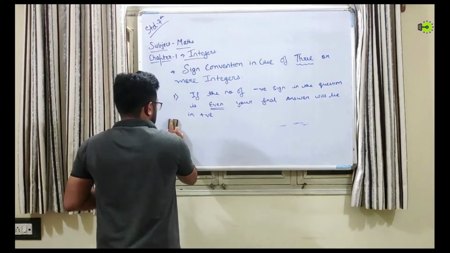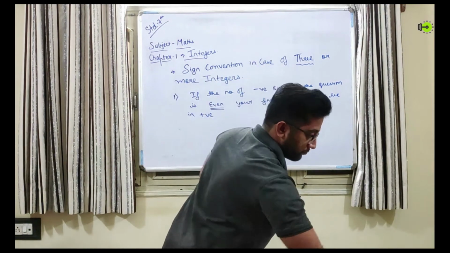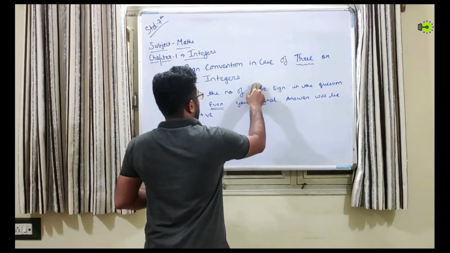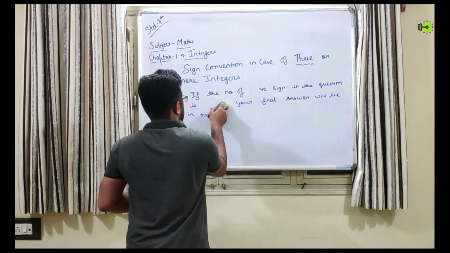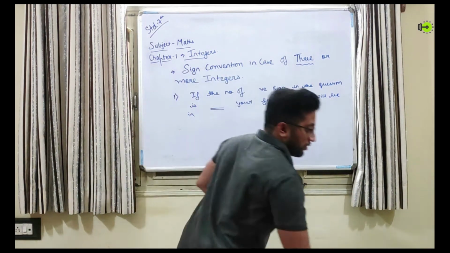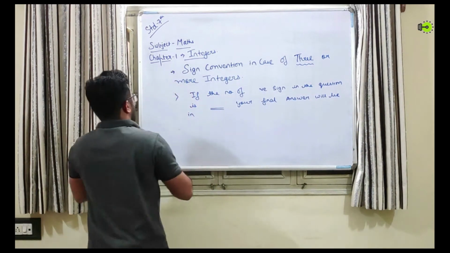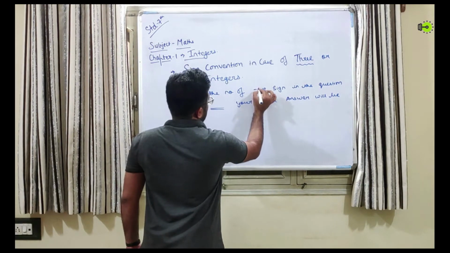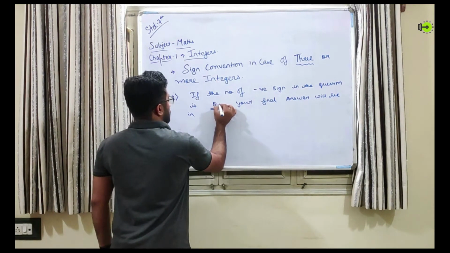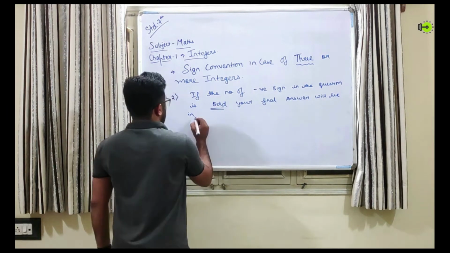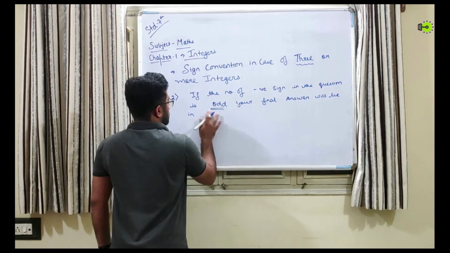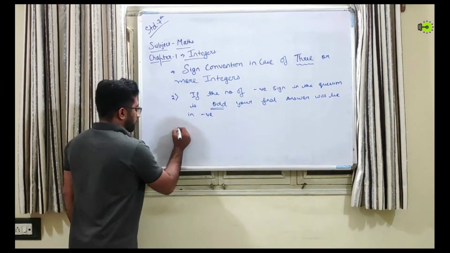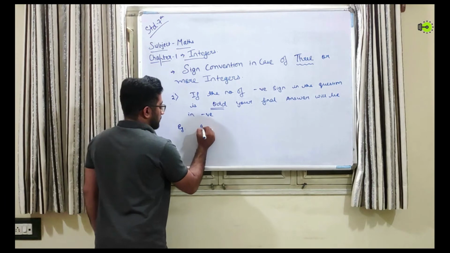Now let us see the same in the case of an odd number. Here I will make certain changes. The second rule says that if the number of negative signs in the question is odd, your answer will be negative. Let us verify with the help of an example.